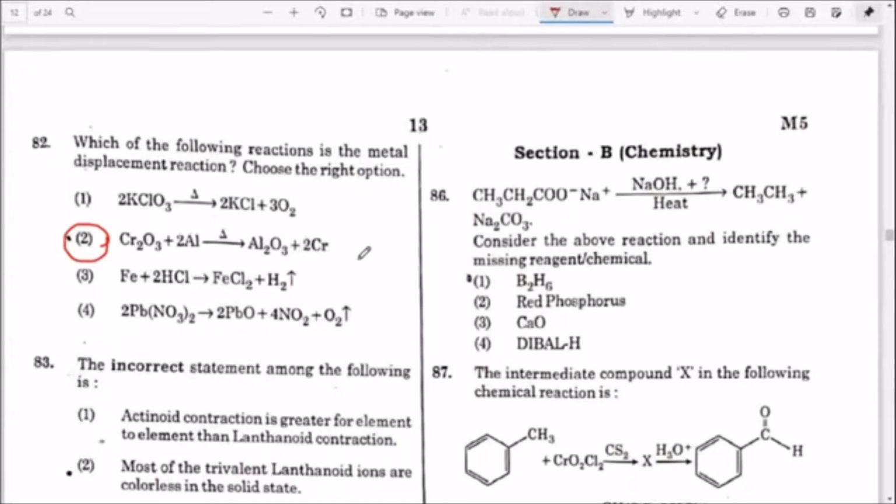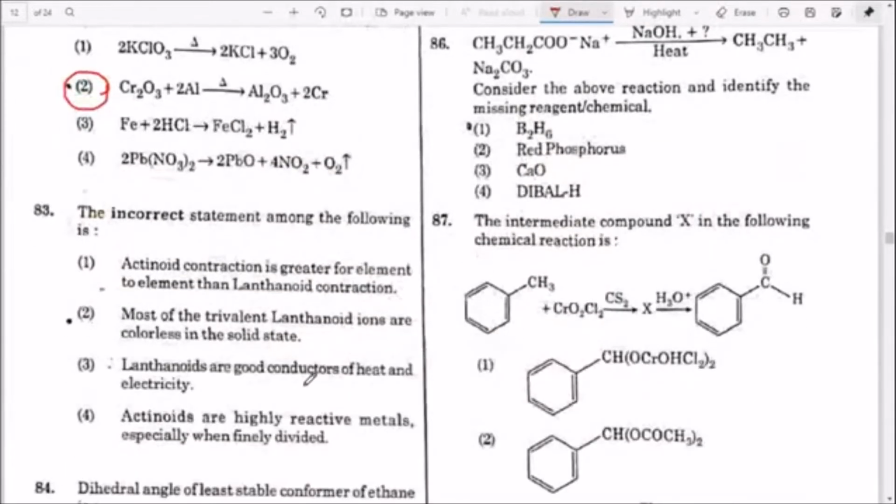Next, question number 83. The incorrect statement among the following is: most of the trivalent lanthanoid ions are colorless in the solid state. They are asking for the incorrect statement. So option number 2 is the correct option, students.